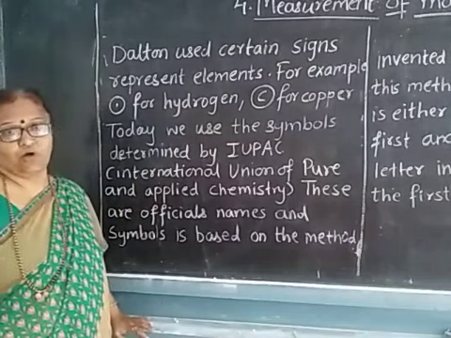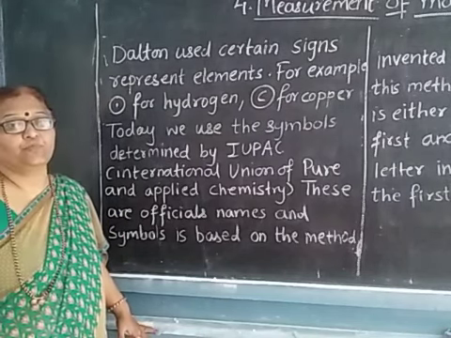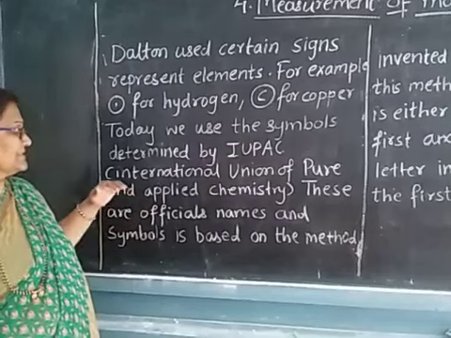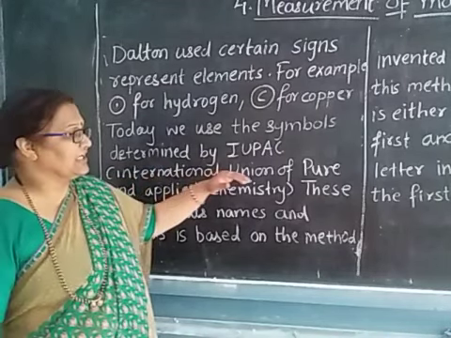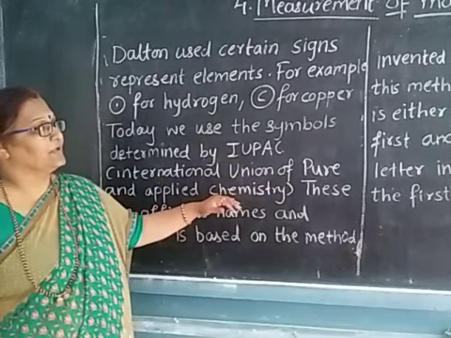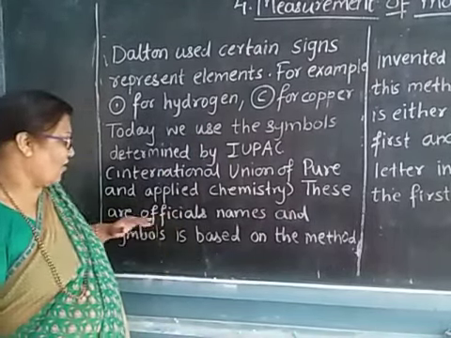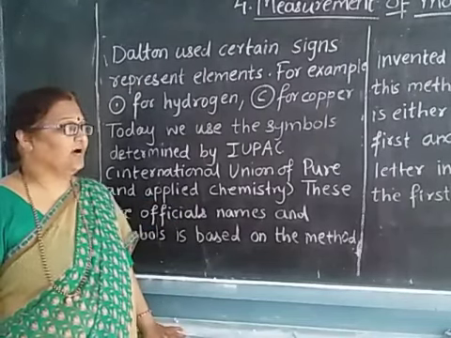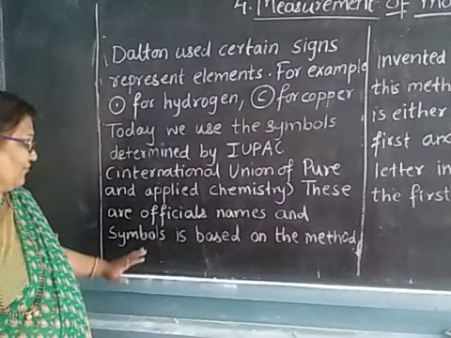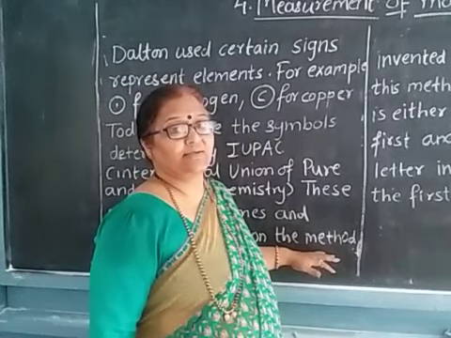Today we use the symbols which are determined by the IUPAC system. IUPAC means what? International Union of Pure and Applied Chemistry. According to them, we give the symbols for the particular elements. These are official names and symbols, accepted nowadays throughout the world, and the symbol is based on the method which was invented by Berzelius.